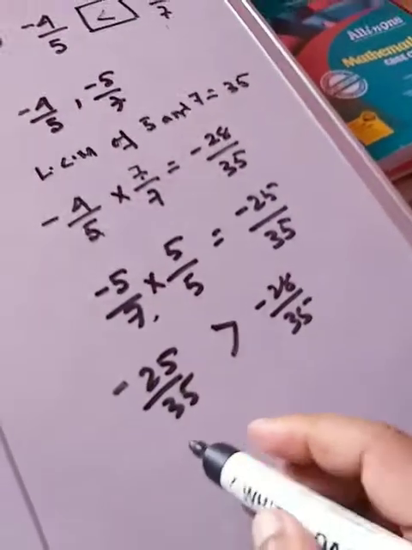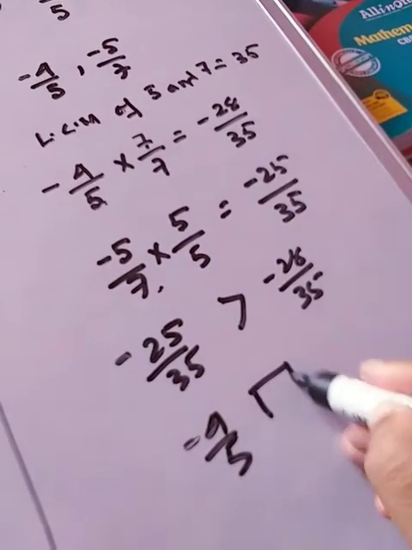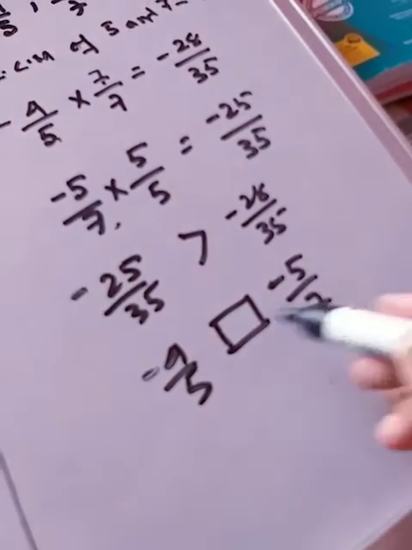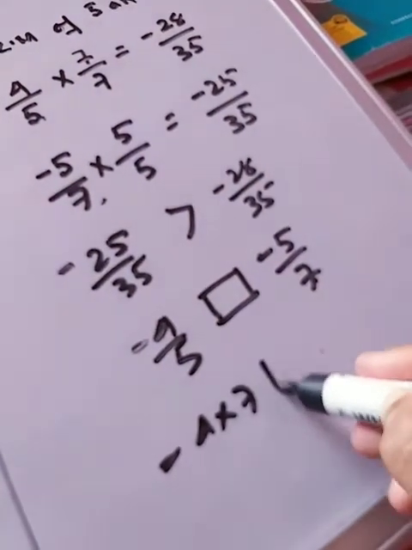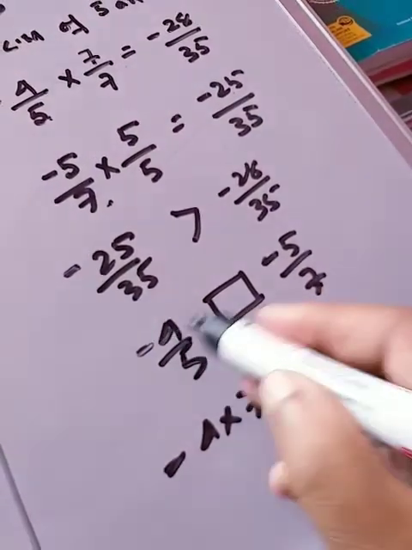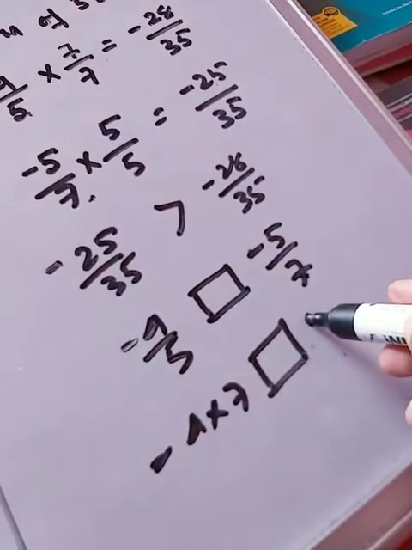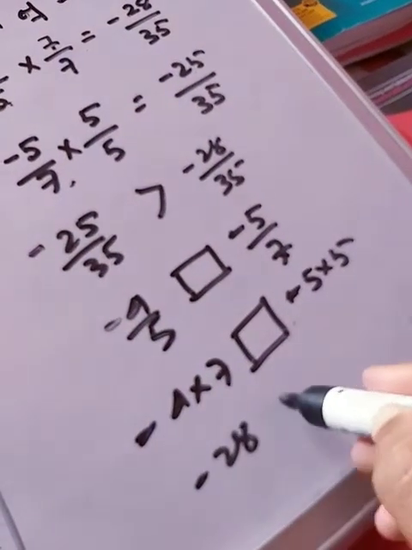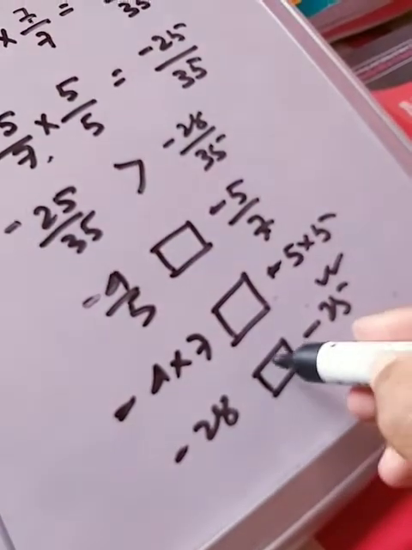Now let's see the shortcut method. That is minus 4 by 5. We'll put the box right here, and minus 5 by 7. So we'll multiply this with this and we'll write it on the left hand side. Okay, this also you have to maintain very properly. This is 7 into this has to be written on the left hand side, and 5 into minus 5 has to be written on the right hand side. So minus 28 and on this side minus 25. So which one is greater? This number is greater, so we'll write it.